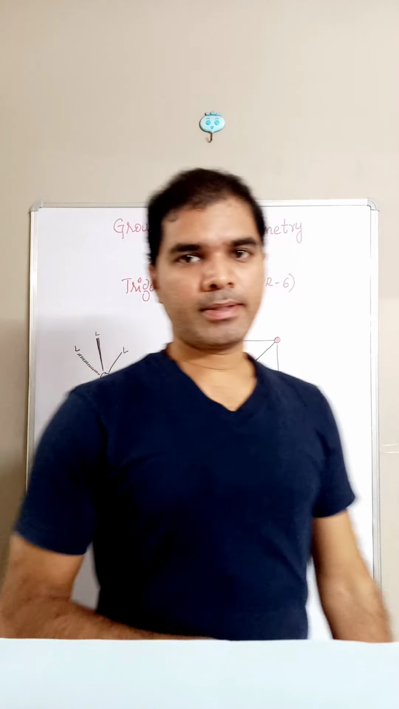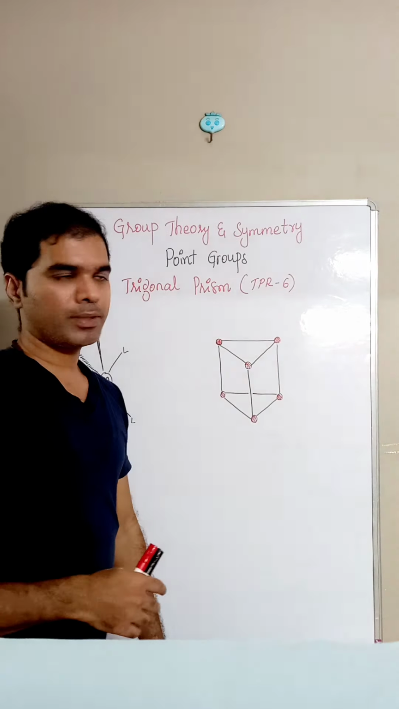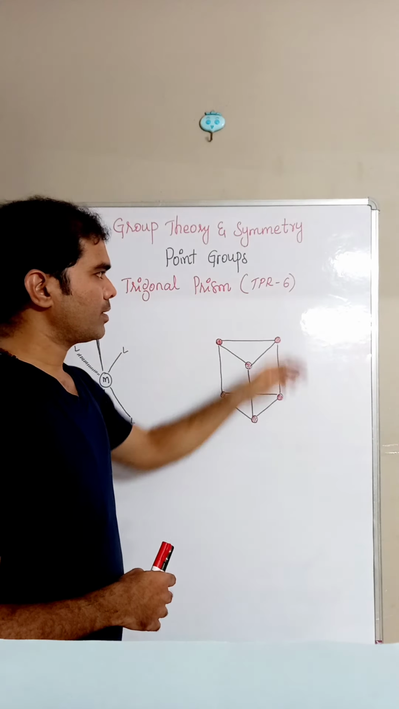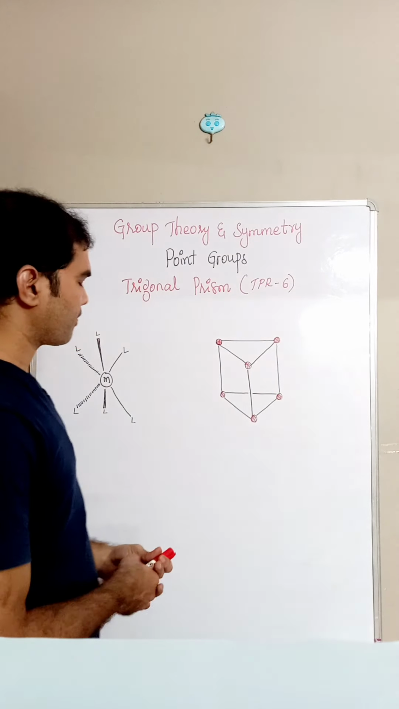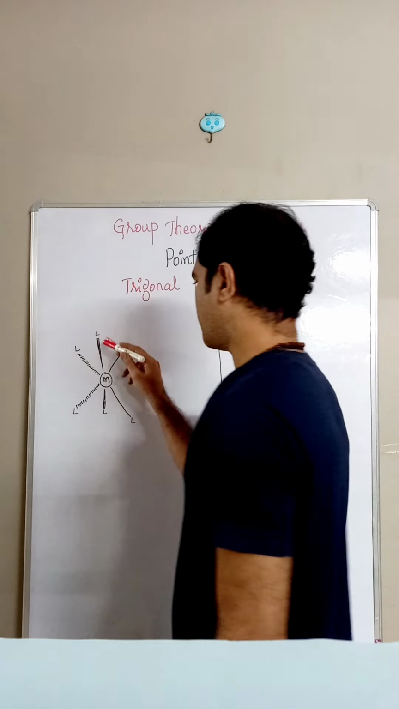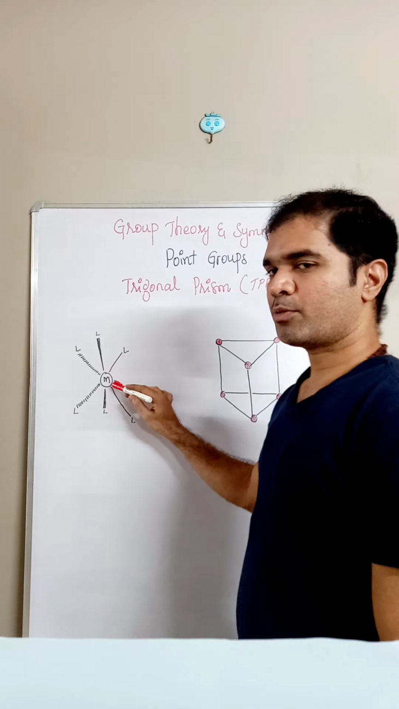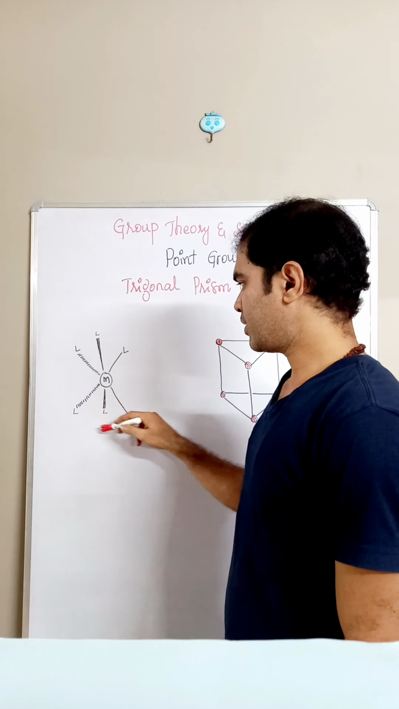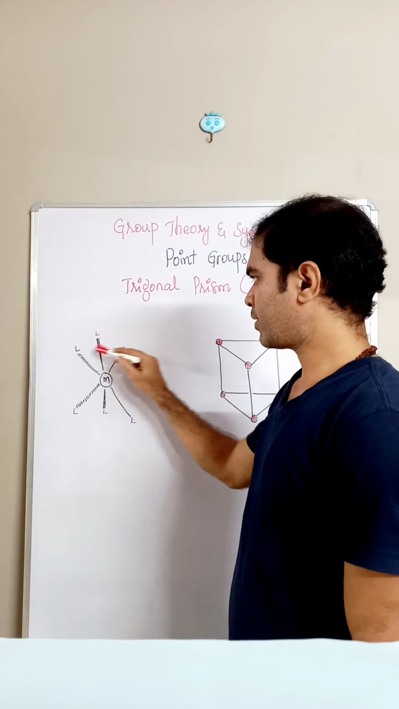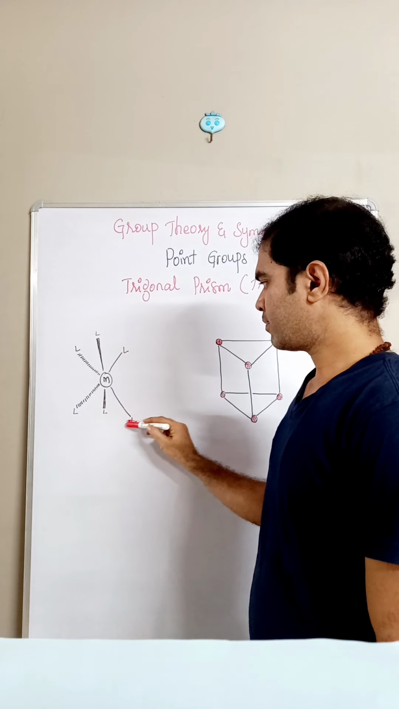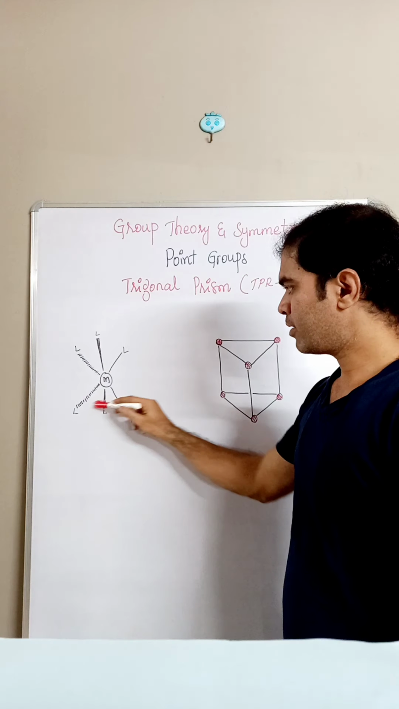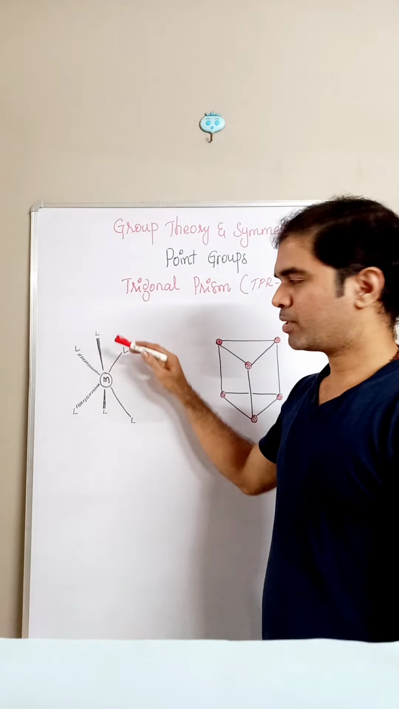Hello everyone. Let's look at the symmetry point group for a trigonal prism molecule. It is abbreviated as TPR6. For an ML6 illustration, metal is considered to be the central atom, which is surrounded by 3 ligands above and 3 ligands below, which form a trigonal plane above and another trigonal plane below. And these two trigonal planes will be eclipsed to one another.